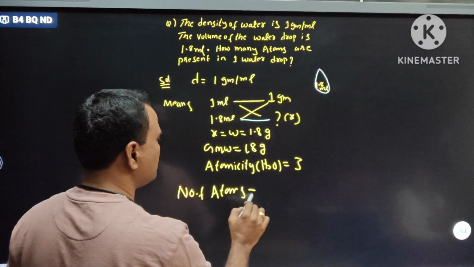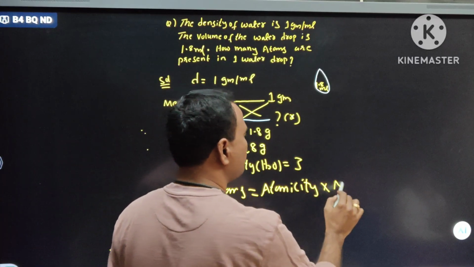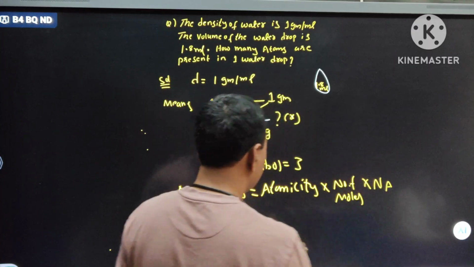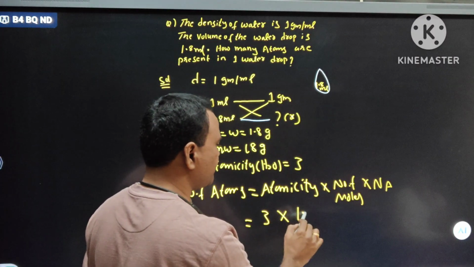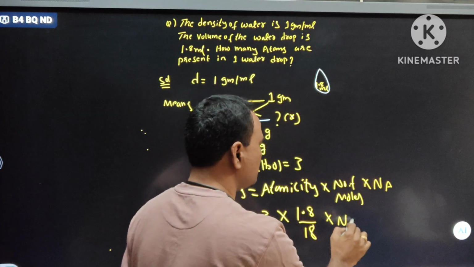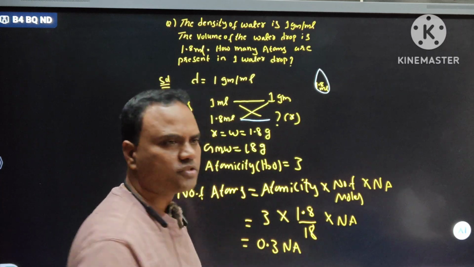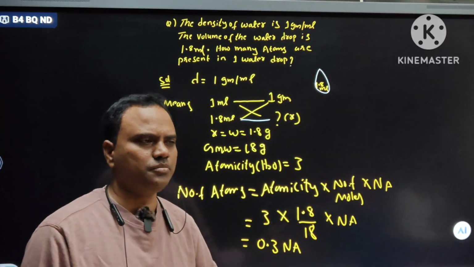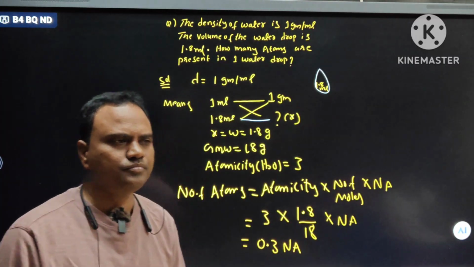Number of atoms is equal to atomicity into number of moles into Avogadro number. Atomicity 3, H2O. Number of moles, weight by gram molecular weight, 1.8 by 18, into Na, Avogadro number. So how much will we get? 0.3 Na. You can expand Na: 6.023 into 10 power 23. Based on the given options, you have to expand, or you can keep like this only.